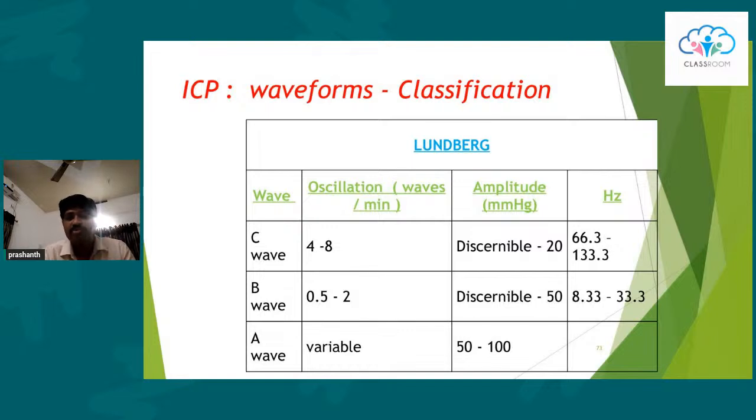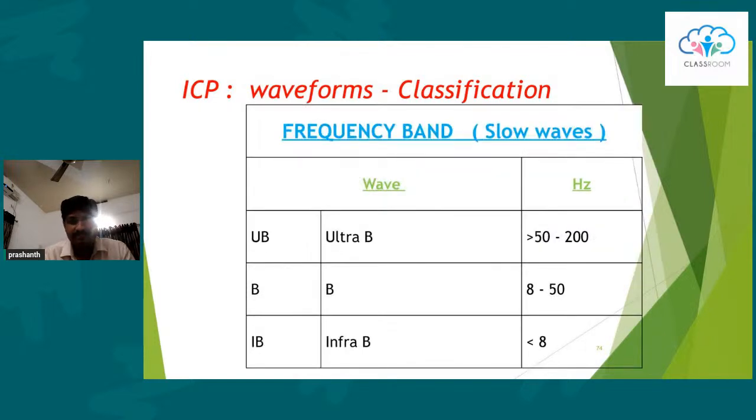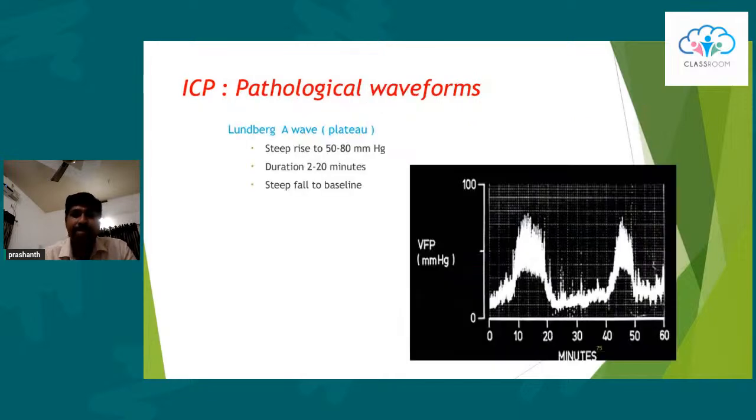The other commonly used pattern in clinical practice is the Lundberg waves. He classified the waves into three types, A, B, and C. And then there's another third way of classifying, that is the slow waves. That is again subclassified into ultra B, B, and infra B waves, depending on the frequency. And they're very, very slow waves. I'll come to the slow wave based interpretation later.